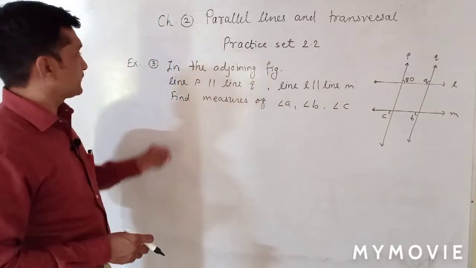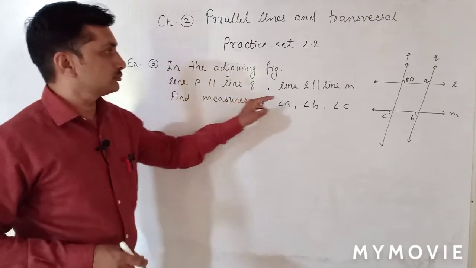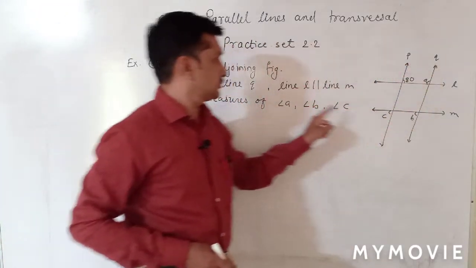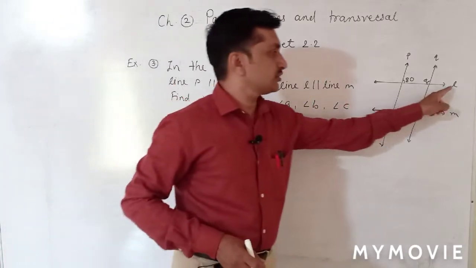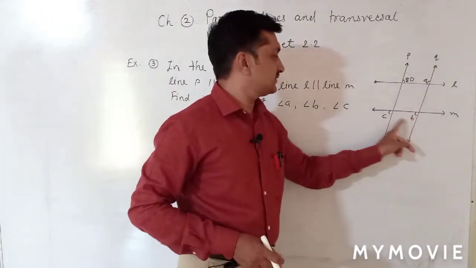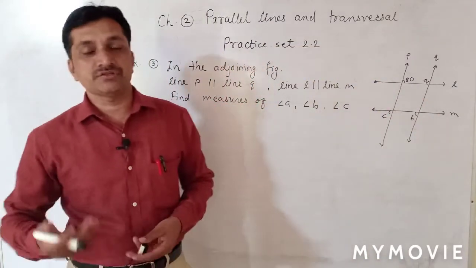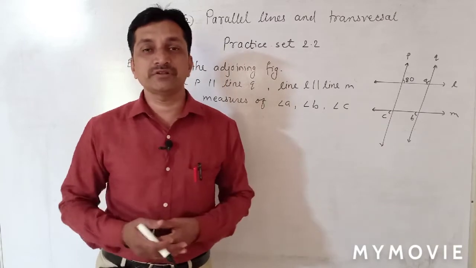Chapter 2, Parallel Lines and Transversal, of standard 8. Let's see the example. In the adjoining figure, line P is parallel to line Q. Here P and Q are parallel. Line L is parallel to line M. These two lines are parallel. Find the measure of angle ABC using the information given in this figure. Justify your answer. Justify means you have to write the reason.